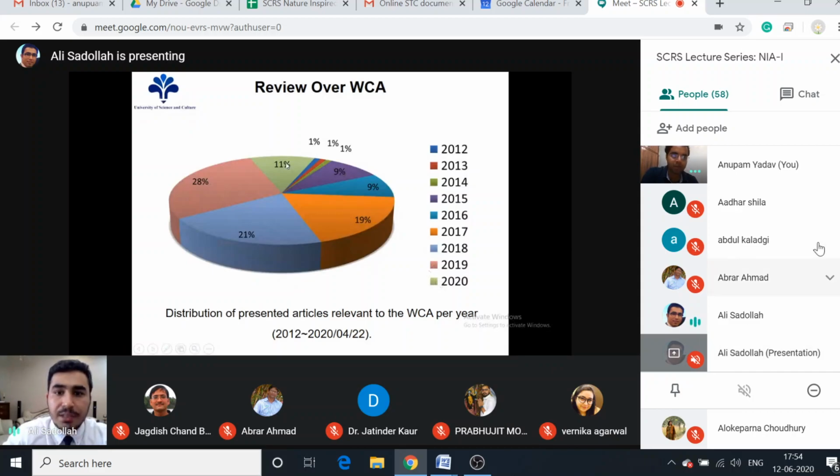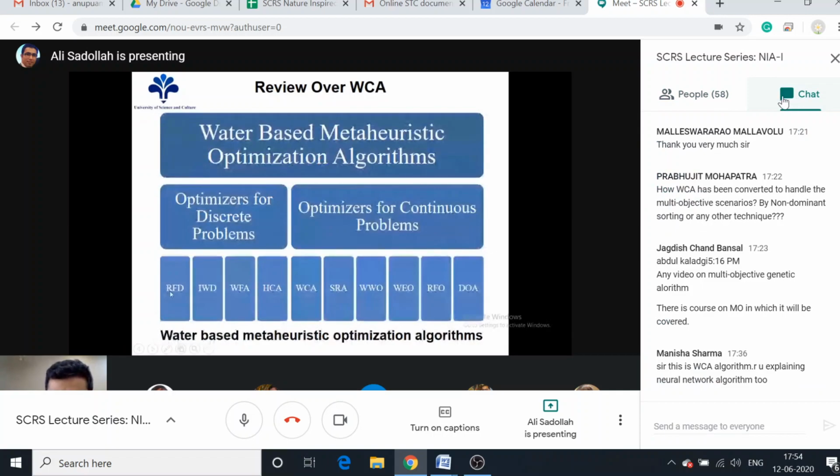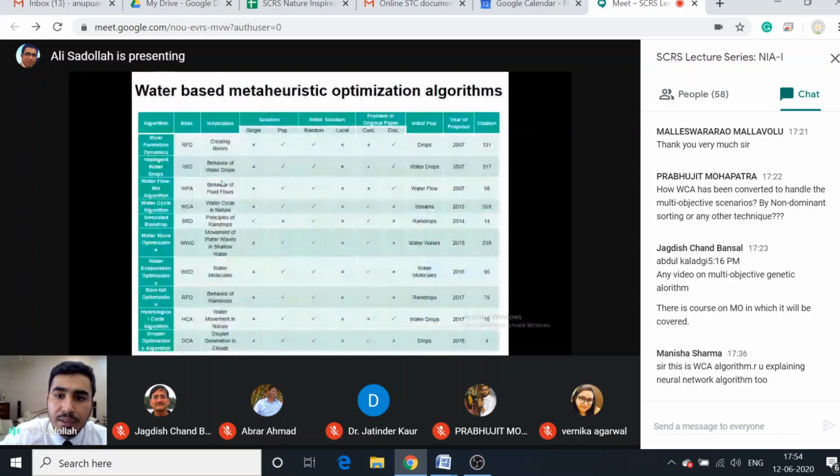And this is the water-based metaheuristic optimization algorithms. I don't know the names of some of these algorithms, like water wave optimization, if I'm not mistaken, radial flow optimization, something like that. Those are based on water, for continuous and discrete problems. So we had a comparison between these algorithms. We can see here what the initial population is: in RFD it is drops, in IWD the water drops, something like that. In the water cycle algorithm, here are streams.